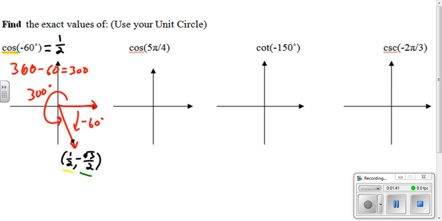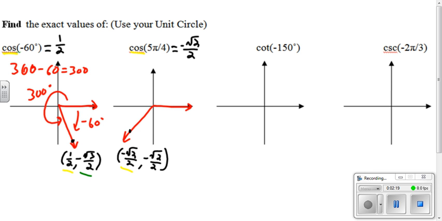Similarly, if we have cosine of 5 pi over 4, we need to find where 5 pi over 4 is. Again, written in standard position, 5 pi over 4 is going to be over in this area. The coordinate points for 5 pi over 4 are going to be negative root 2 over 2, comma, negative root 2 over 2. And again, we're looking for the cosine, so we're looking for the x value. So the cosine of 5 pi over 4 is going to be negative root 2 over 2.